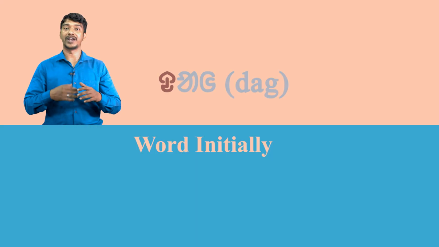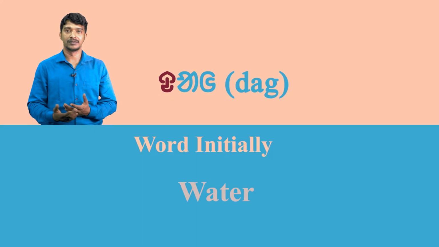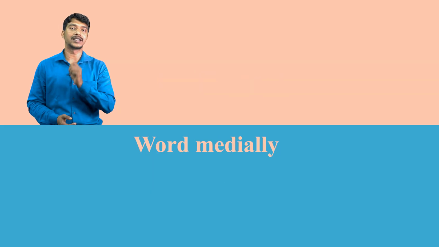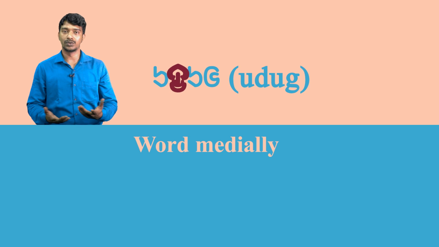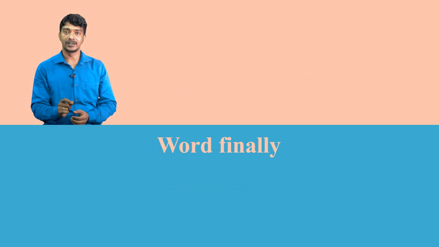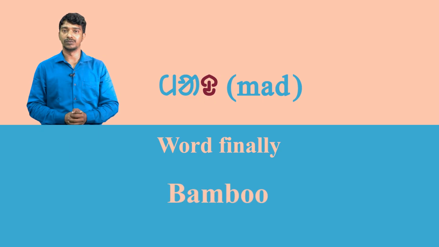The examples are as follows. Word initially, it can appear in da, means water. Word medially, it can appear in udu, means indicate. Word finally, it can appear in ma, means bamboo. Ut has a separate handwritten form.